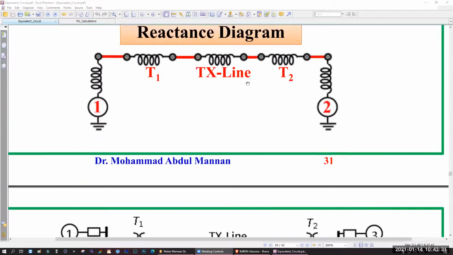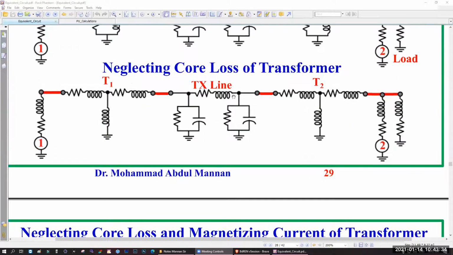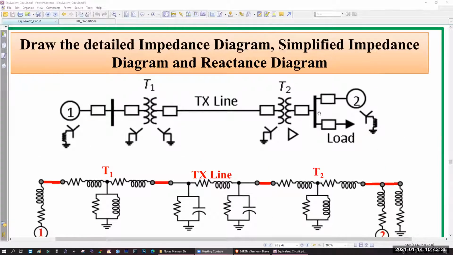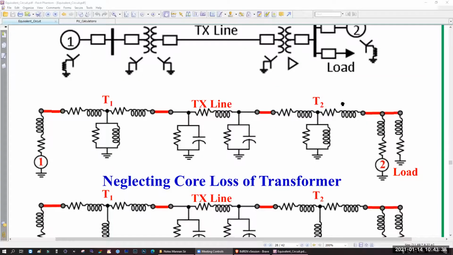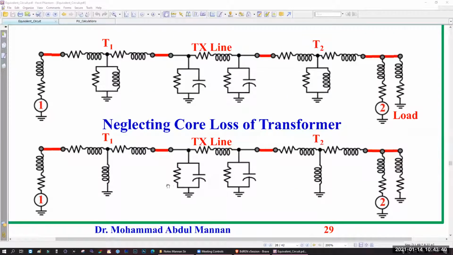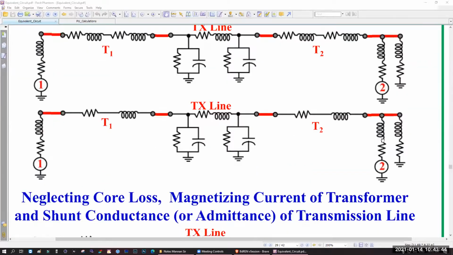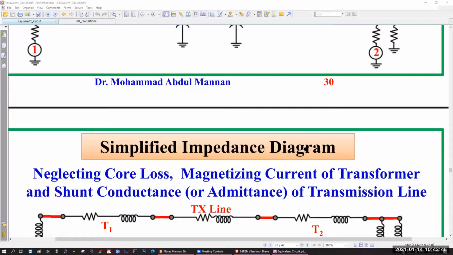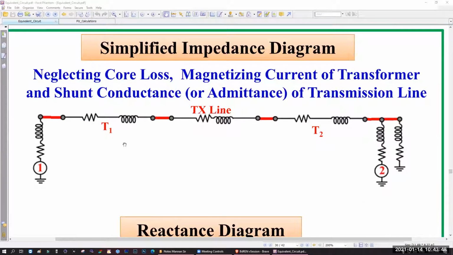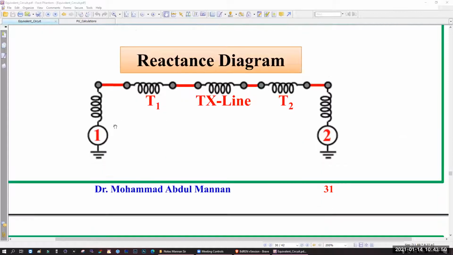So finally, we started from here. See, we started from here. Then we have gone there. Then we ignore some of it, and again ignore some more. Then finally, we got the simplified impedance diagram. Then we got the final reactance diagram. This is our most simplified position. Got it, everyone? So I will show you how we have done that, but you have got it, right?